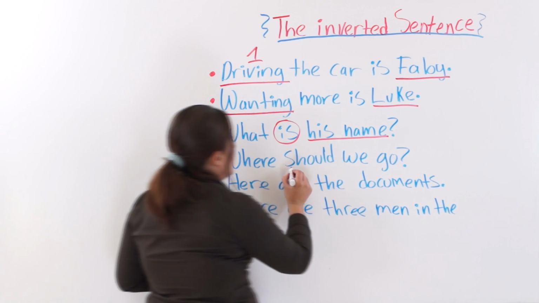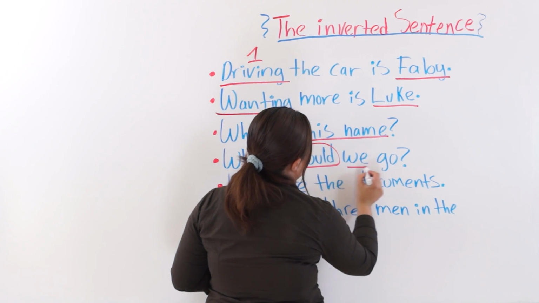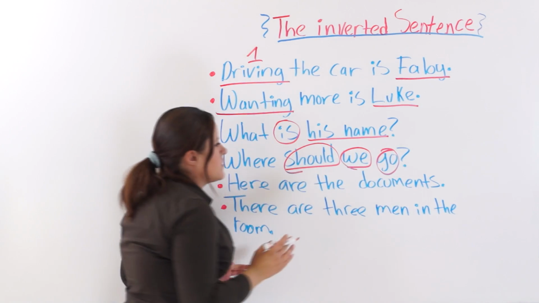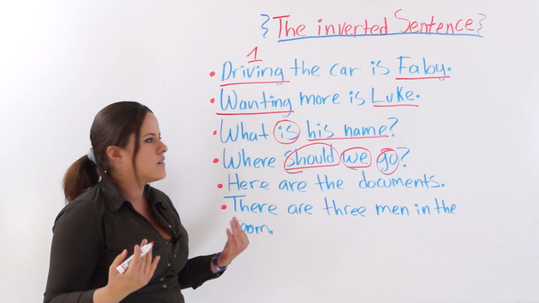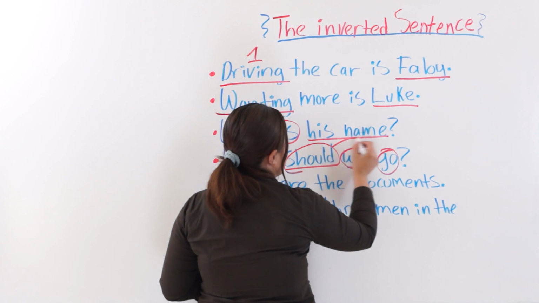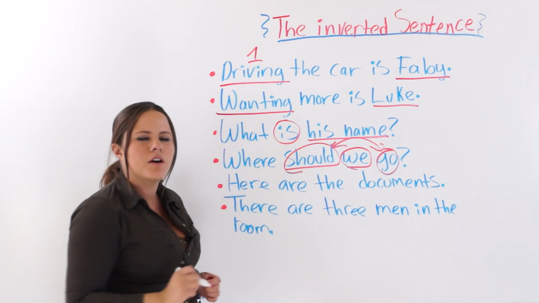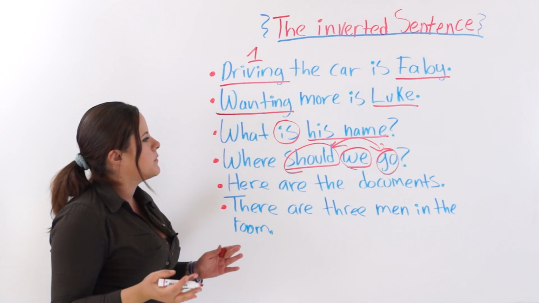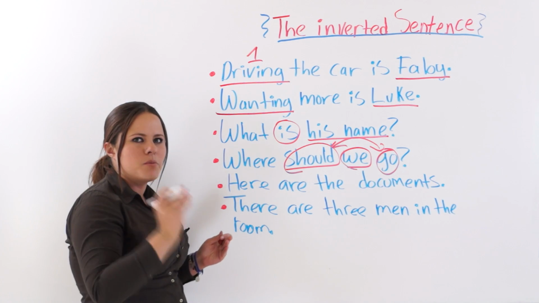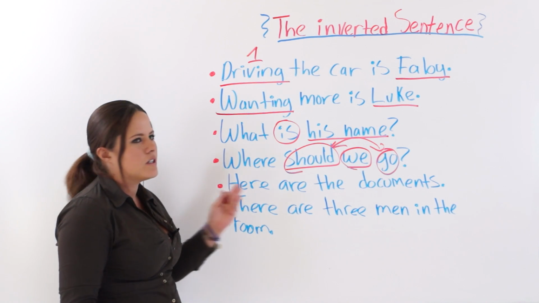Where should, verb, we, subject, go, another verb. As you can see, the subject in the inverted order may break up the verb. Should go, should we go. You can break up the verb phrases by putting the subject in the middle. Where should we go? What should we do?